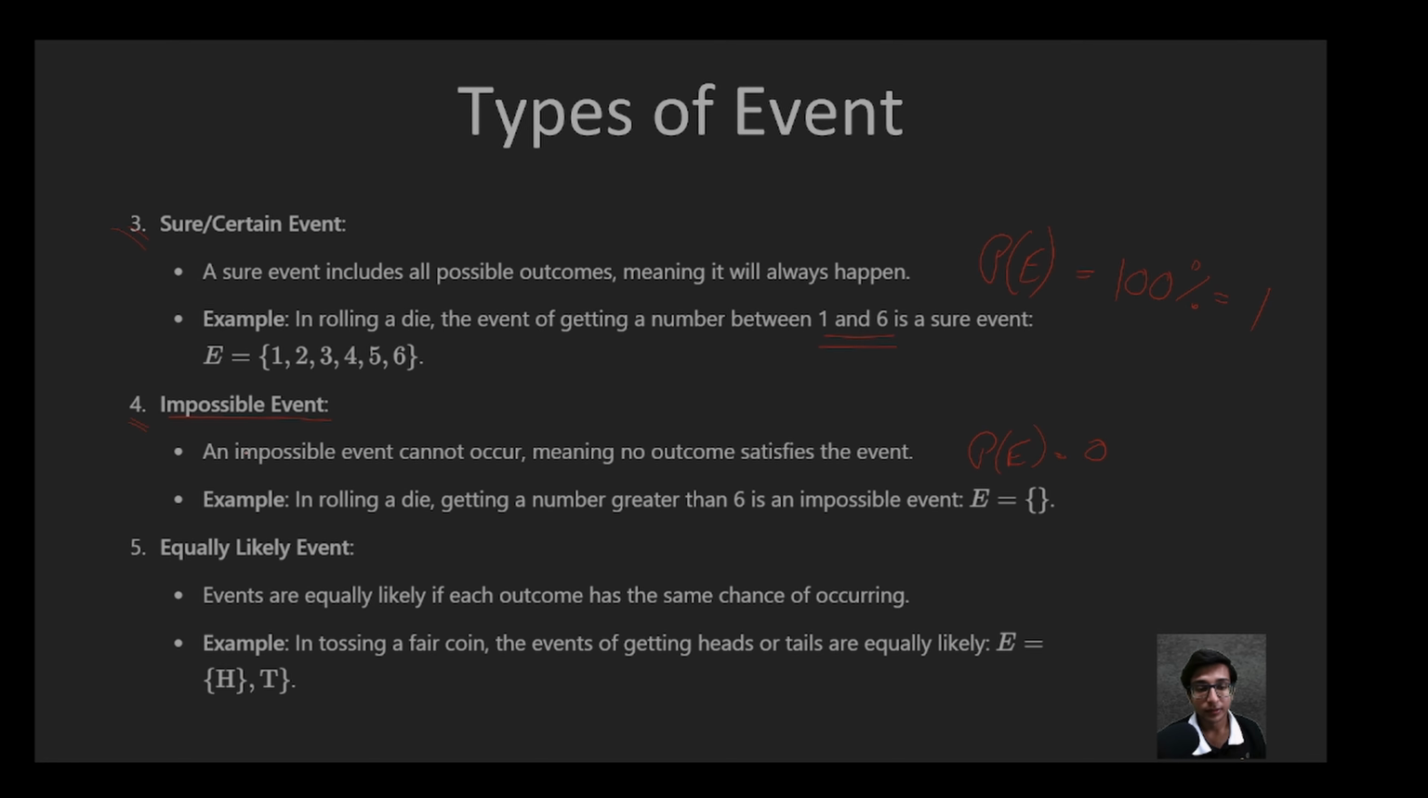Equally likely event. Equally likely means that when each and every outcome has an equal probability of occurring, then we call it an equally likely event. For example, for tossing a coin, what is the probability that I will get a head? It is 50%. What is the probability that I will get a tail? It is again 50%. So we call these equally likely events. For a die, what is the probability that I will get a 1? It is 1 by 6. What is the probability that I will get a 3? It is again 1 by 6. So again, these two are also equally likely.